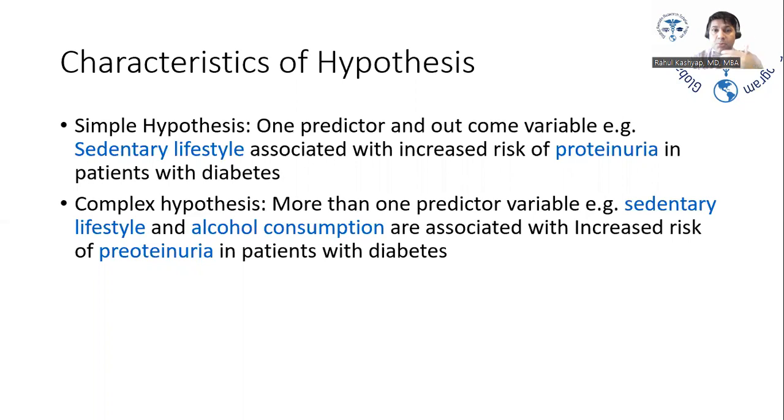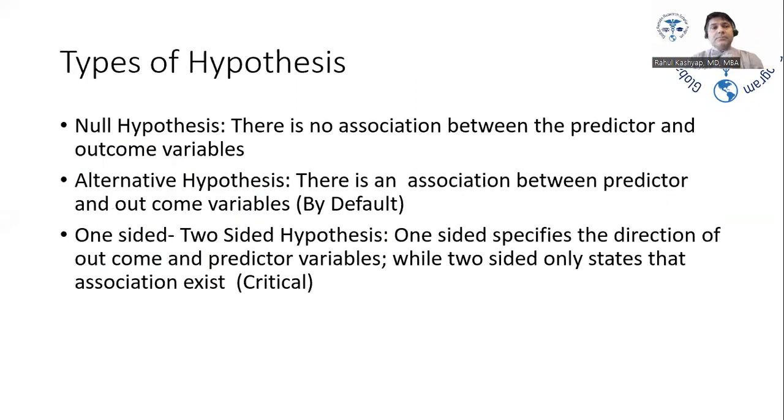If I make it complex, there is more than one predictor or more than one outcome. Sedentary lifestyle and alcohol consumption, two predictors, predicting proteinuria. You can also have more than one outcome. That makes it a complex hypothesis. At your stage, please follow a simple hypothesis. You can have more than one hypothesis as well.